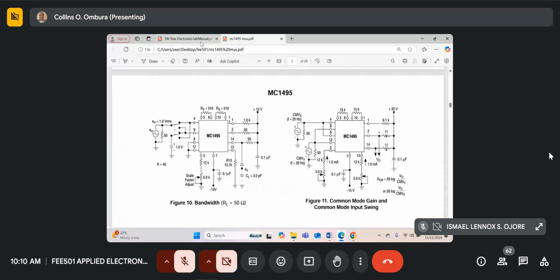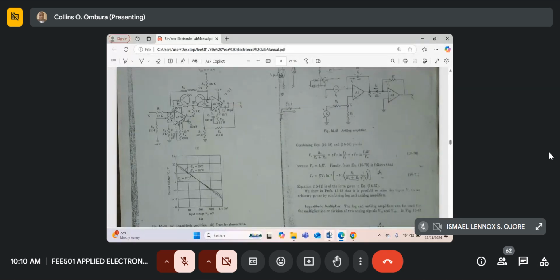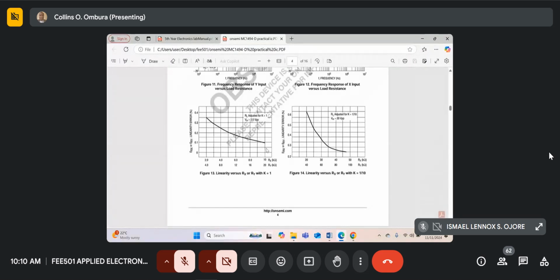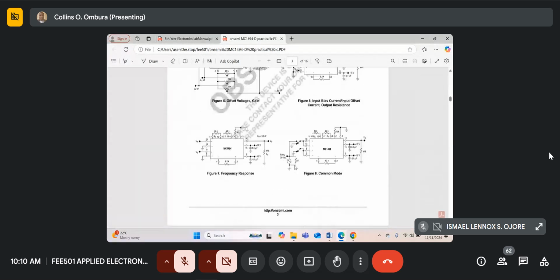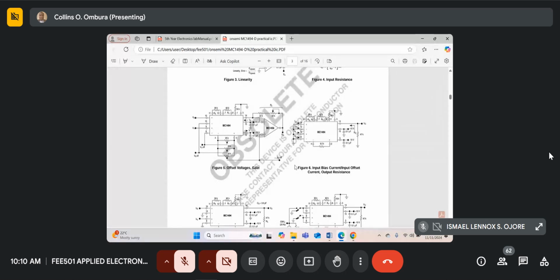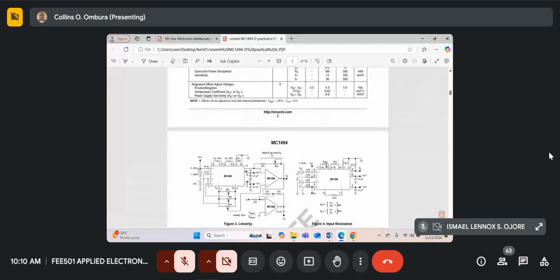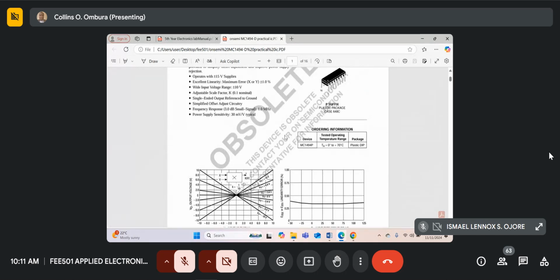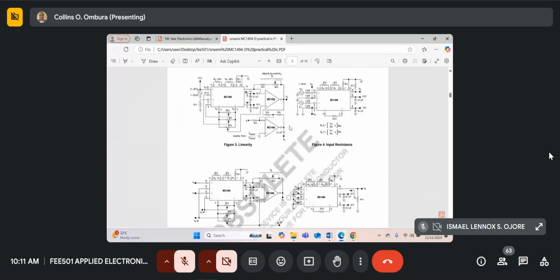Let me see, the other one was also On Semi. This is the MC1494. The other one I think was the MC1495. It's almost identical inside, but you can see the outputs use another differential amplifier. It makes the output with respect to the ground.